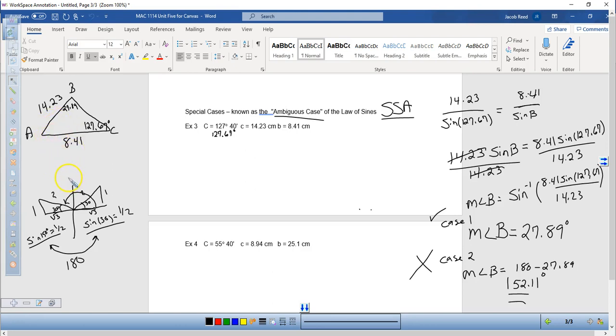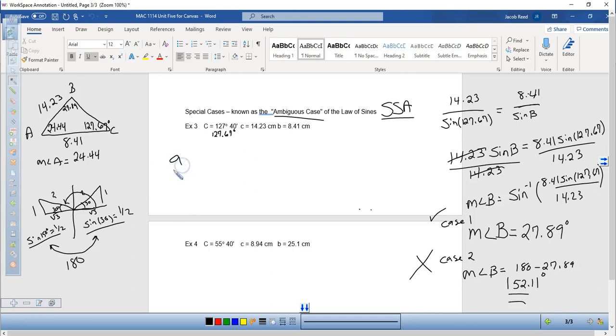What is angle A? Well, it's 180 subtract out the 27.89 and subtract out the 127.67. So this measure of angle A is 24.44. Okay, got all three angles, got two of the sides. Let's get the last one.